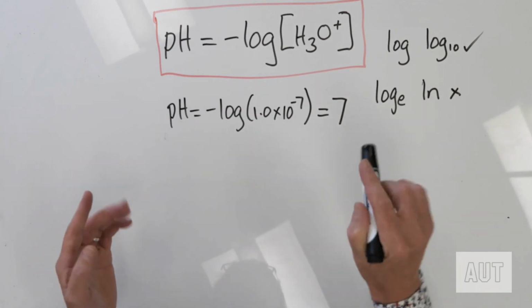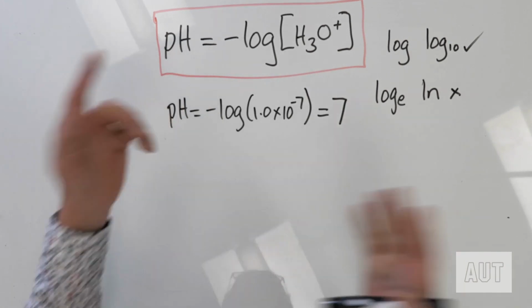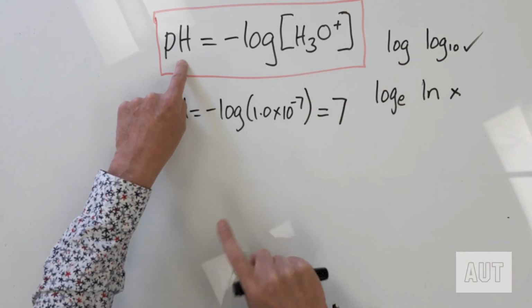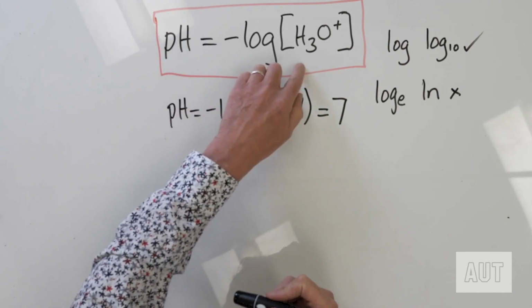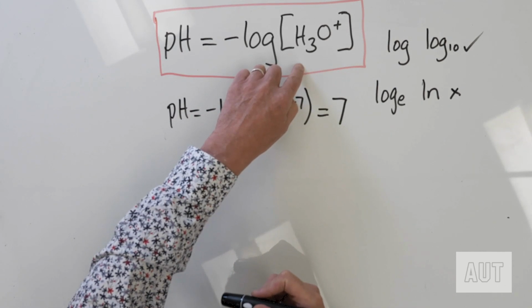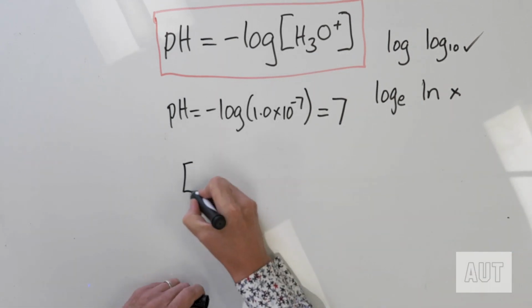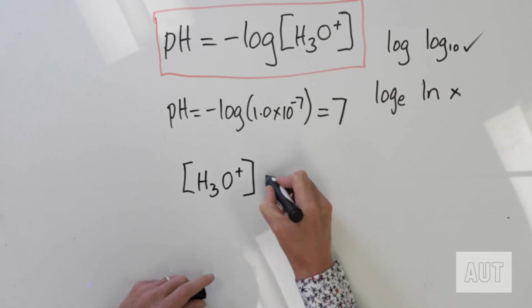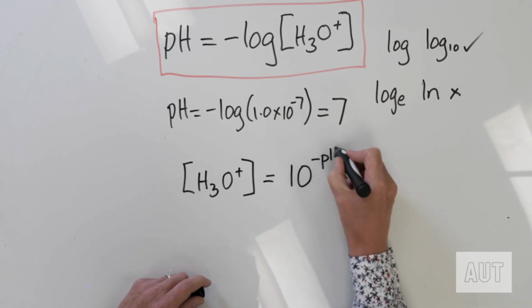How do we go the other way? Let's say we're given an H3O plus concentration and we want to calculate a pH. That's easy, we've just done that. We plugged in this value and got a pH. What about the other way? What if we're given a pH and we want to calculate the H3O plus concentration? This involves playing around with logs a little bit. It's simply a restatement of that above equation. The H3O plus concentration is equal to 10 to the power of the negative of the pH.